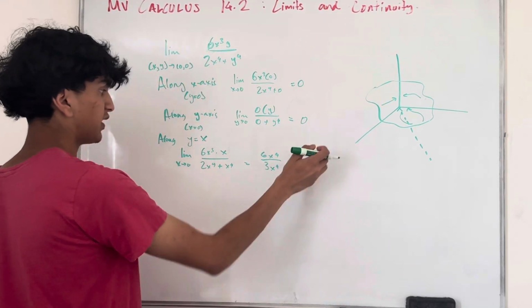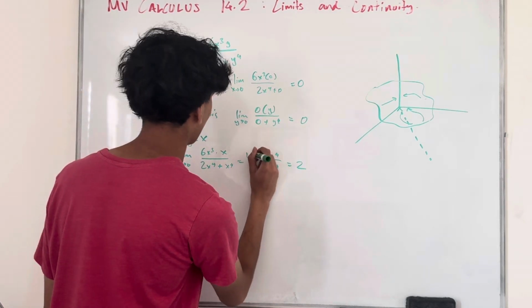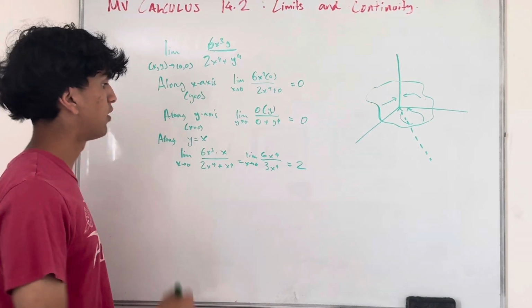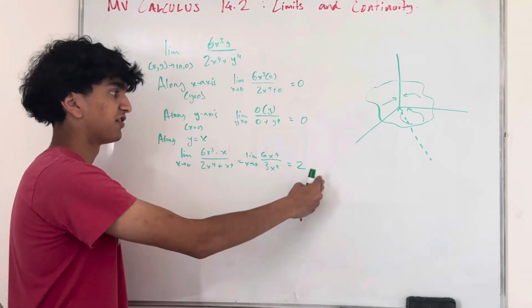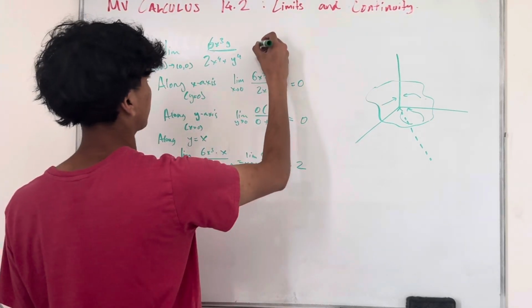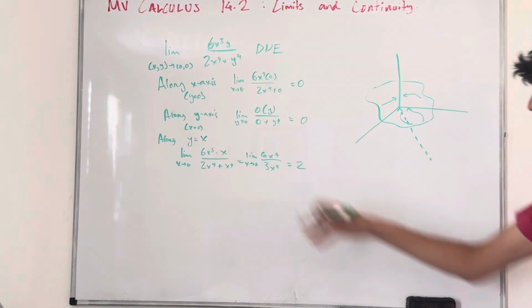So that means, whoops, my notation is really bad, sorry about that. I'm taking the limit as x approaches 0, and that would end up equaling 2. Now, 2 is a different result than going along the x or y axis, so I know the limit does not exist. But how did I know to choose y equals x?